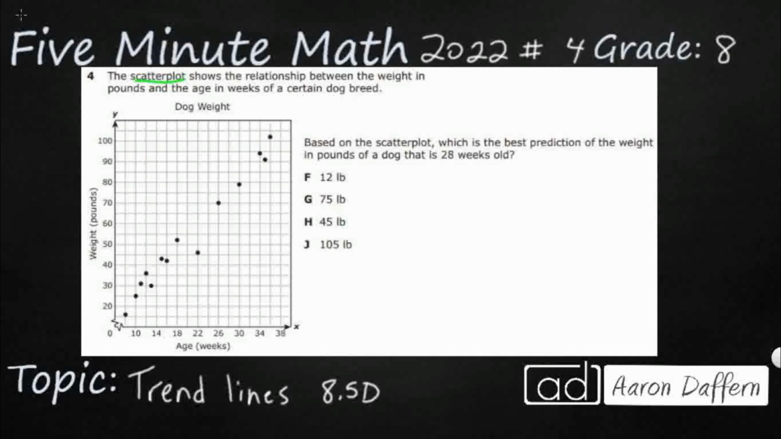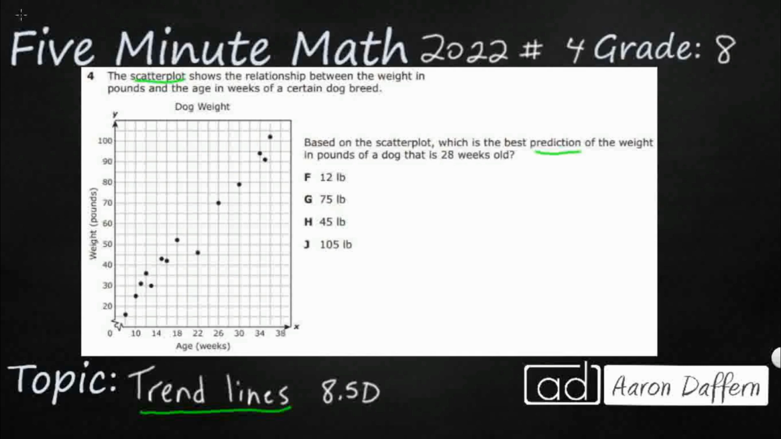So based on this scatter plot, what is the best prediction of the weight in pounds of a dog that's 28 weeks old? So we need to predict, which means we don't have the exact answer, and we're looking for a trend line. Okay, so that means, is there a pattern here? Can you find a way to draw a straight line that connects most of the dots? And if it doesn't connect necessarily all the dots, is it close to the dots? I would highly suggest, if you're ever doing this with paper and pencil, you use a ruler so you can get a straight line.